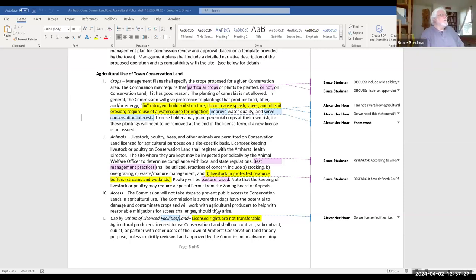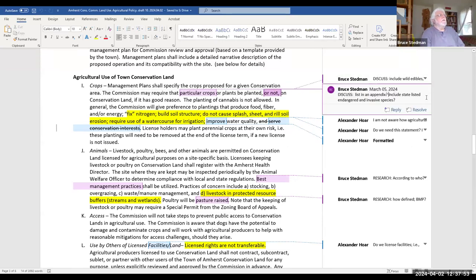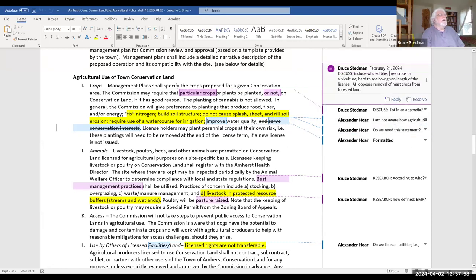My apologies to you because I got ahead of ourselves a little bit. Can we go back to letter I, line 2, where it says discuss include wild edibles? Can you make that bigger, Aaron, so we can read it? The second line of I says Bruce Stedman discussed wild edibles, and we need it bigger so I can read it. Nope, that one. There we go.